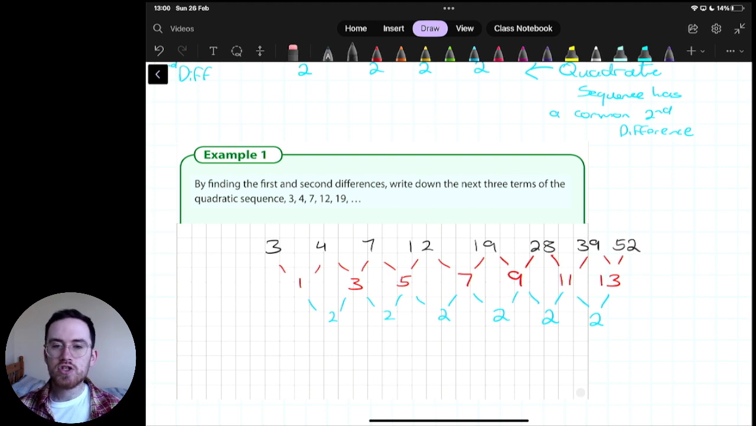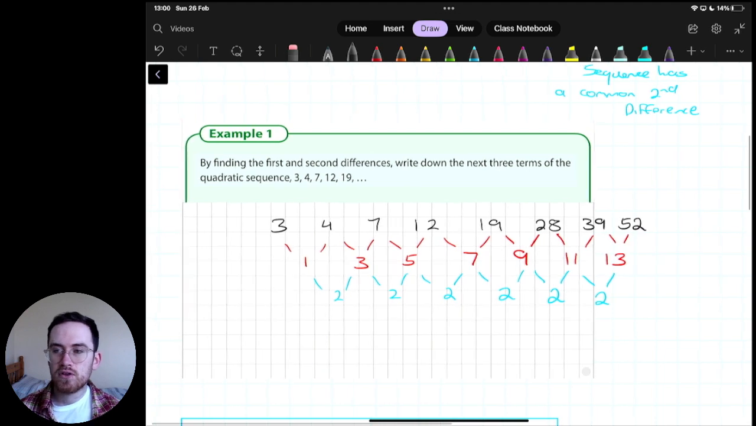So if we're asked to use the differences to come up with the next terms in the sequence, it's just about making sure we're being consistent. Write out your second differences, use that to find your first differences, and then know that you need to go further and find the individual terms as well.